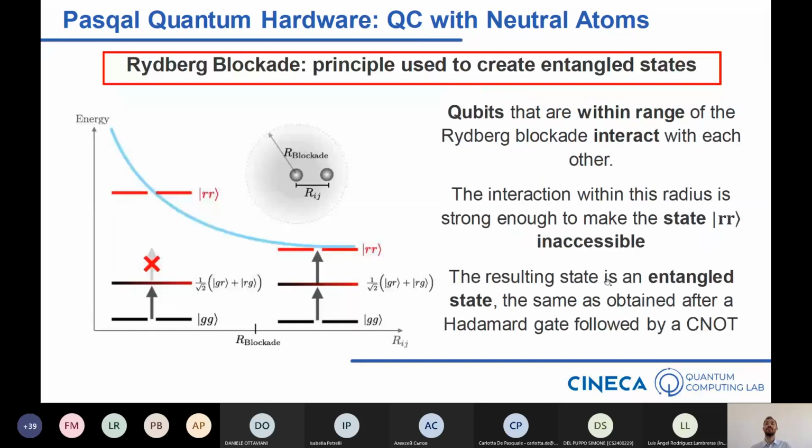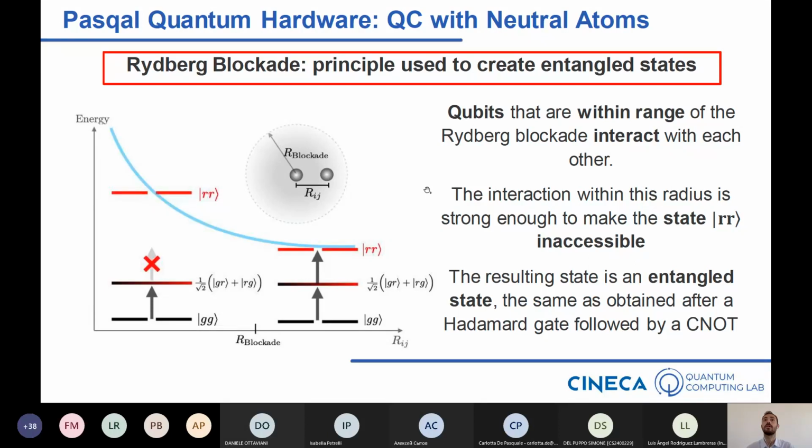So there is one principle that they use to create entanglement. It is called the Rydberg blockade. Okay, Rydberg blockade, what does it mean? It means that qubits that are within some range, the range of the Rydberg blockade, can interact with each other.